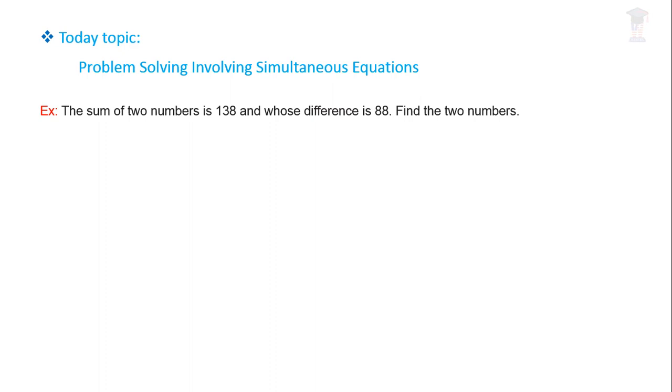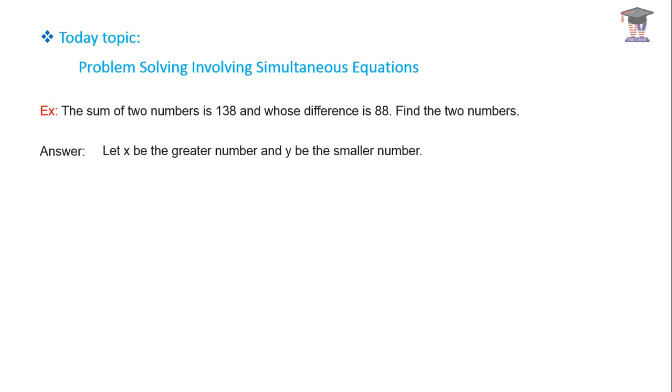Okay, move to our topic today: problem solving involving simultaneous equations. Example: the sum of two numbers is 138 and their difference is 88. Find the two numbers. The important thing here is that we have two different hypotheses, about the sum and the difference. We are talking about two numbers. So the main step before we start solving is to read to understand. After that, we need to use letters to identify the unknowns, or we can call them variables.